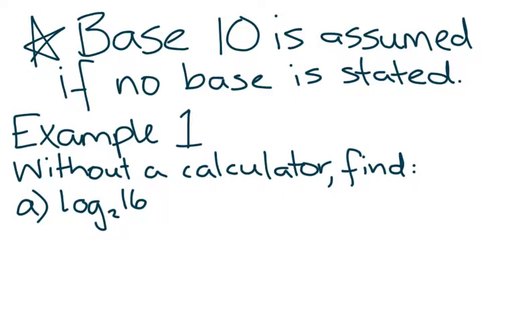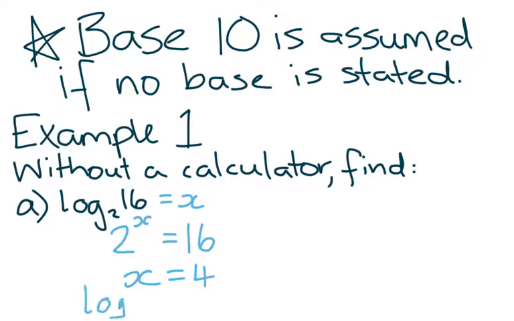So example 1, without a calculator, find log base 2 of 16. What we can do is write it in terms of an exponential equation. The base is 2, and it equals x. So we're going to have x as our power, and then the answer to the exponential is 16. We know that 2 to the power of x equals 2 to the power of 4, so x must be 4, which means log base 2 of 16 is equal to 4.